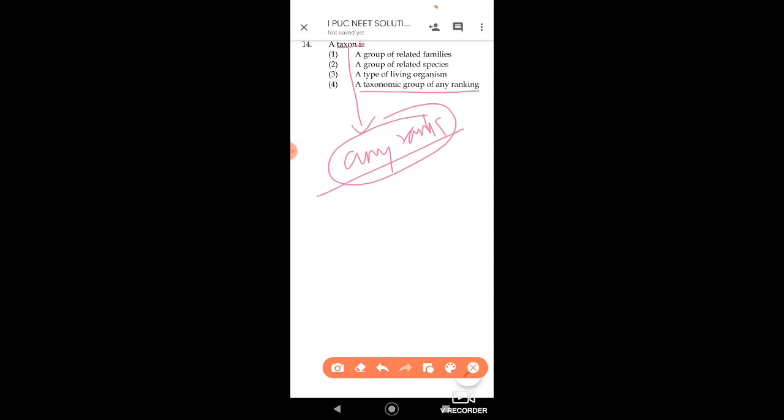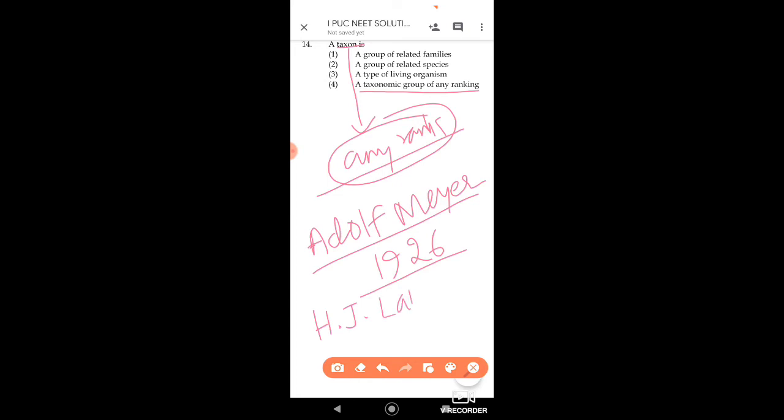So the word taxon was coined by Adolf Meyer in the year 1926. This is with respect to animals, and there is one more scientist, H.J. Lam, who in the year 1948 used this term taxon for plants. So he used it for plants, Adolf Meyer used it for animals. So taxon is a taxonomic group of any ranking. Go for option 4.